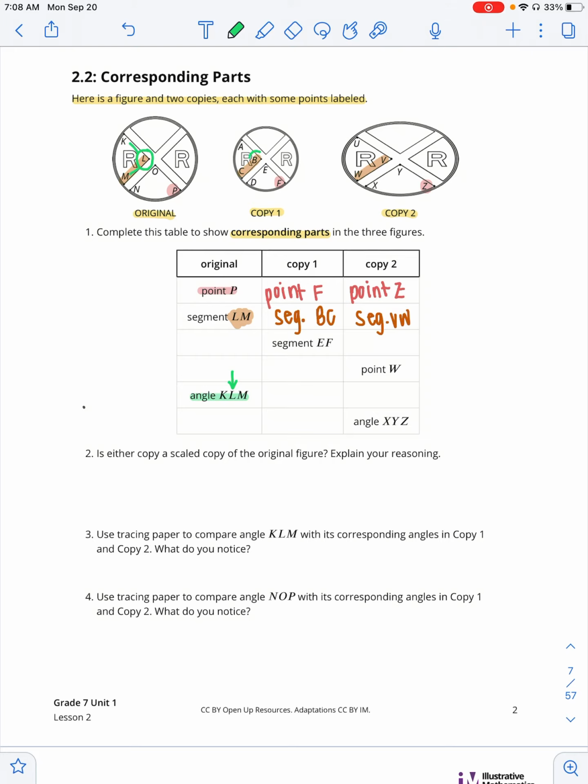So in copy 1, the corresponding angle would be ABC, because you can see that B is in between A and C. And in copy 2, that would be angle UVW. Okay, so if you need to pause again to fill in the angle part of the table, go ahead and do so. Otherwise, let's talk about question 2. Question 2 says, is either copy a scaled copy of the original figure? Explain your reasoning. Go ahead and pause this video to answer question 2.